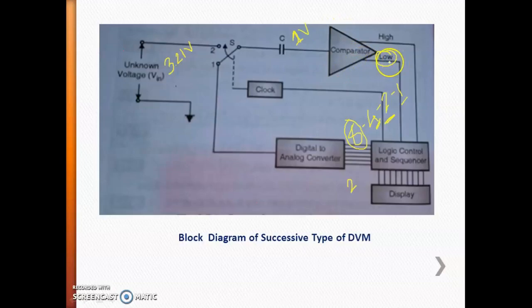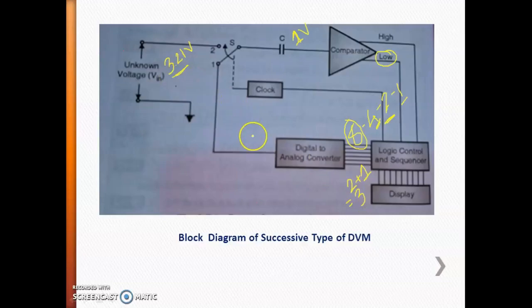Because of this low signal, the logic control and sequencer will again retain the previously generated sequence code, that is 1. Now we have two stored sequence codes. First is 2 and second is 1. The addition of 2 plus 1 is equal to 3. That means the stored value, that is 3, is very close to the input voltage.